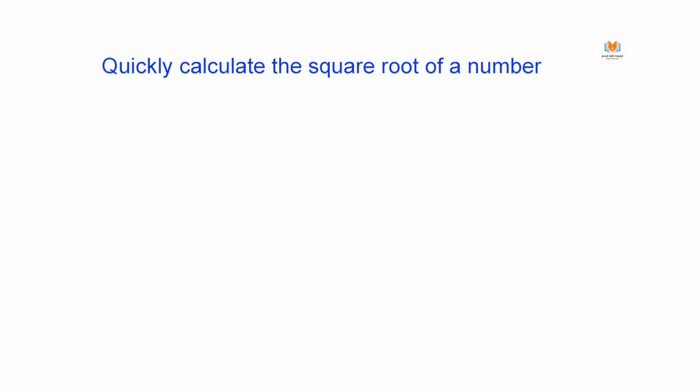In today's session, we will quickly calculate the square root of a number. First, we talk about squaring a number. 1 squared equals 1. 2 squared equals 4. 3 squared equals 9. 4 squared equals 16.